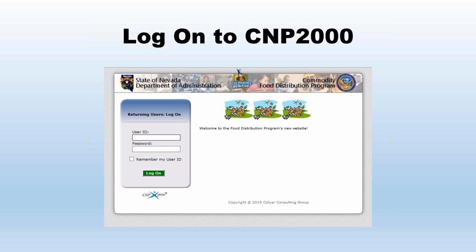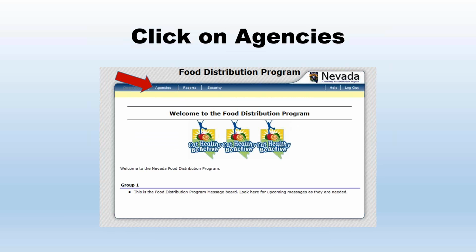So you'll go ahead and log into your CNP 2000. And everybody on here should be real familiar with that. If you need any technical assistance, please let us know. You're going to go ahead and click on Agencies, as indicated by this red arrow. And again, this home screen should look real familiar.